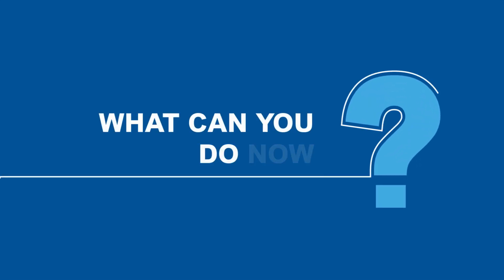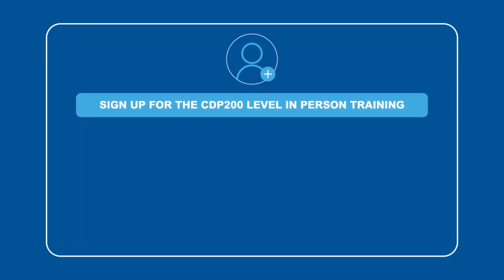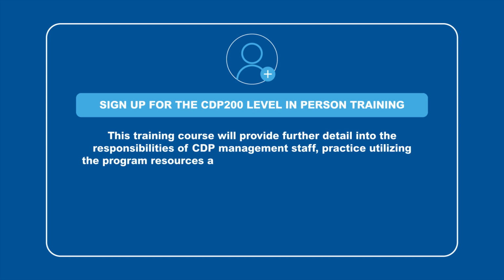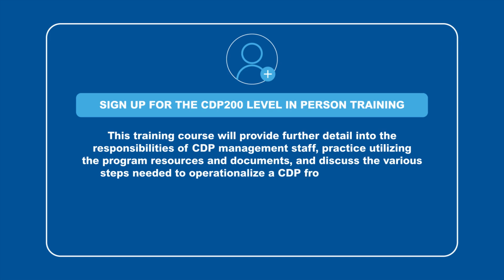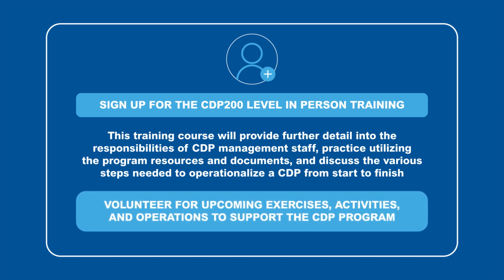What can you do now that you've finished the CDP 100 level training? Sign up for the CDP 200 level in-person training. This training course will provide further detail into the responsibilities of CDP management staff, practice utilizing the program resources and documents, and discuss the various steps needed to operationalize a CDP from start to finish. And finally, you can volunteer for upcoming exercises, activities, and operations to support the CDP program.